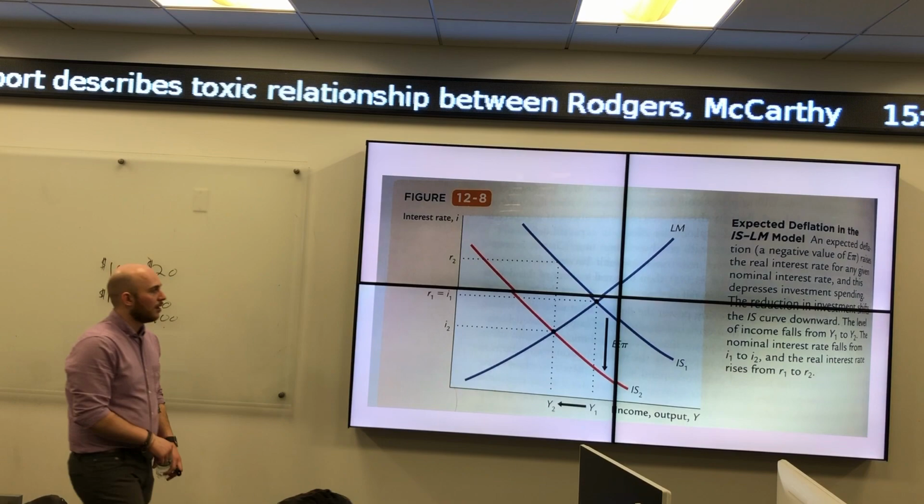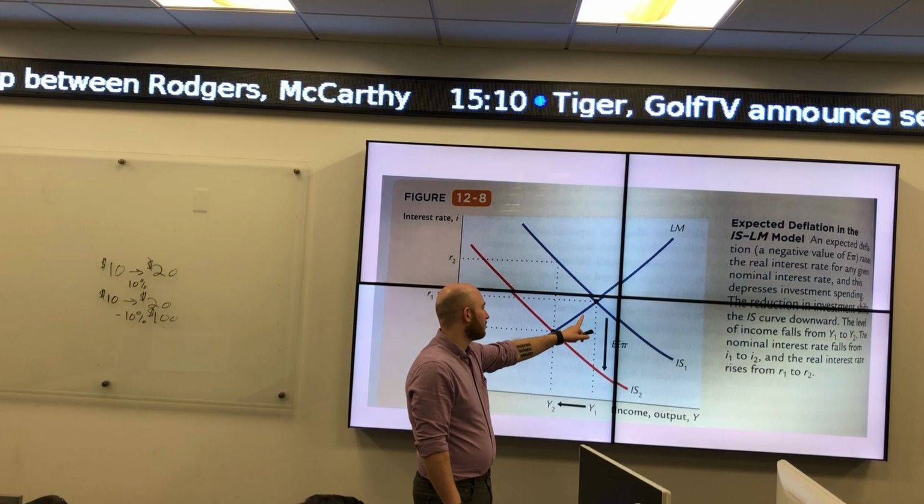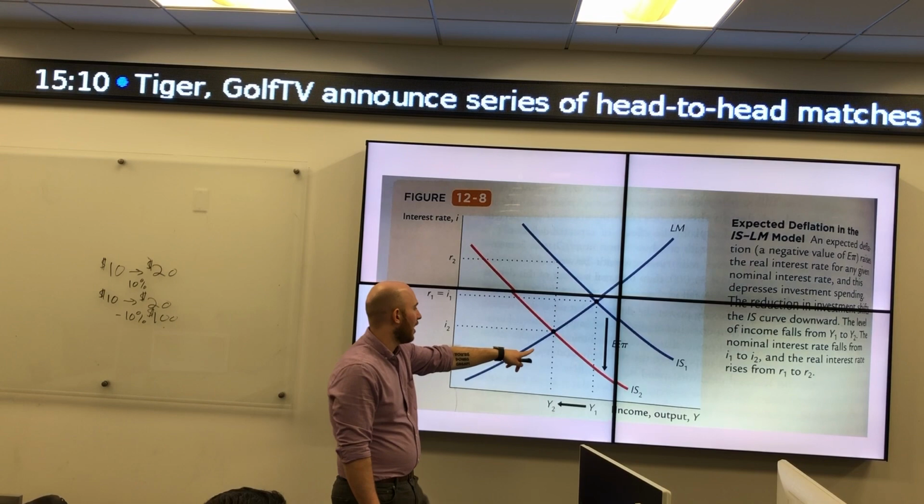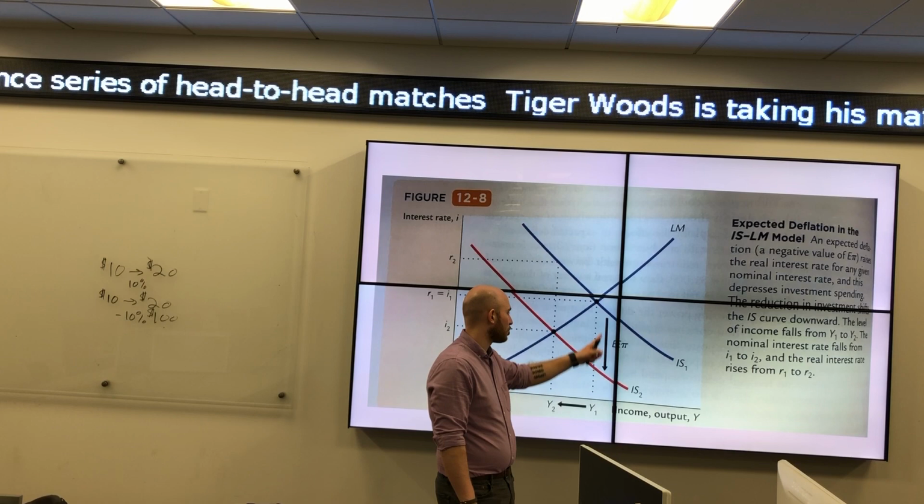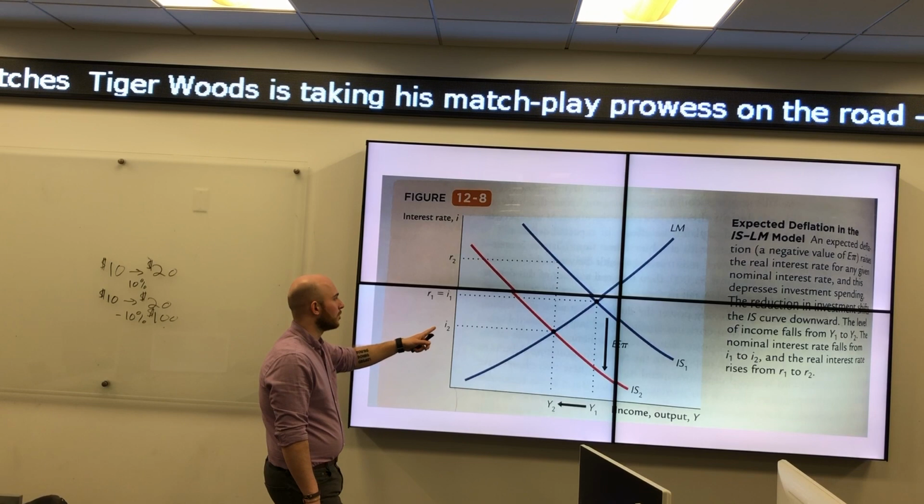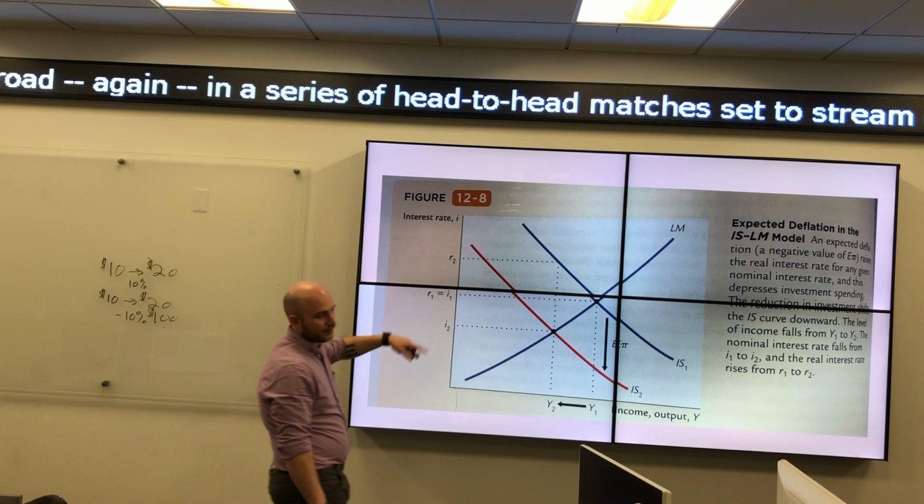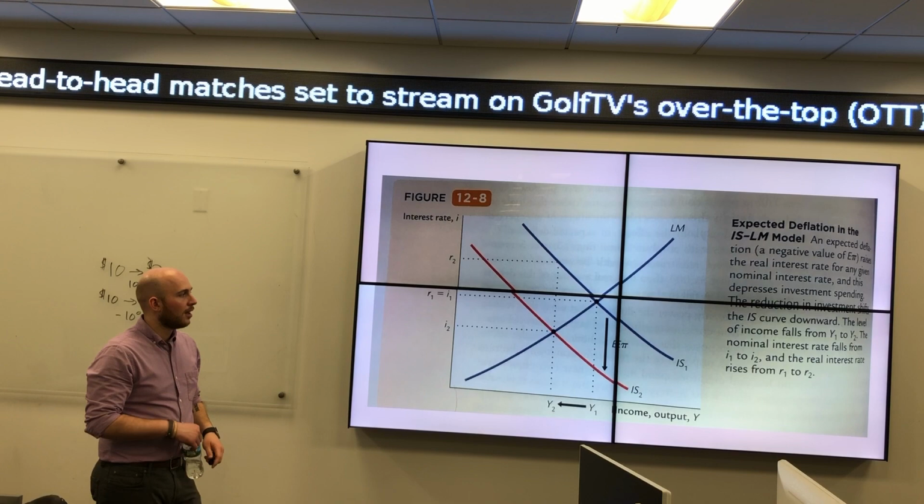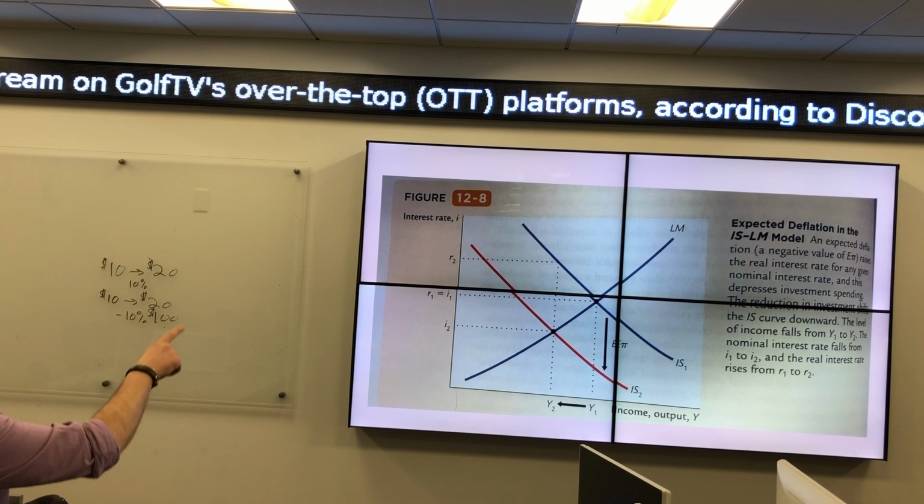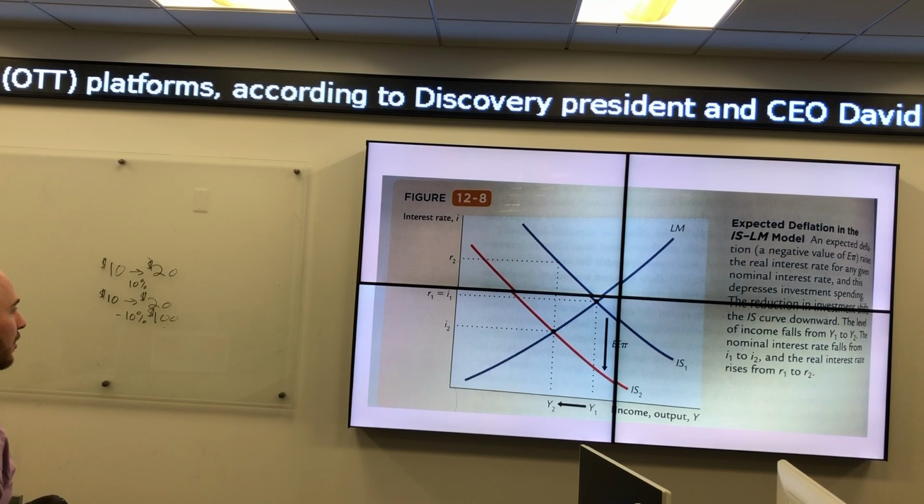We have LM, which doesn't change, and investment savings, and we have a shift in our investment savings curve, and this is our expected inflation here. That shows this shift. And we get us down from interest rate one down to interest rate two. But remember, r is the real interest rate. i includes inflation, right? So an expected deflation, a negative value of expected inflation, raises the real interest rate for any given nominal interest rate. That's not good. You don't want that.